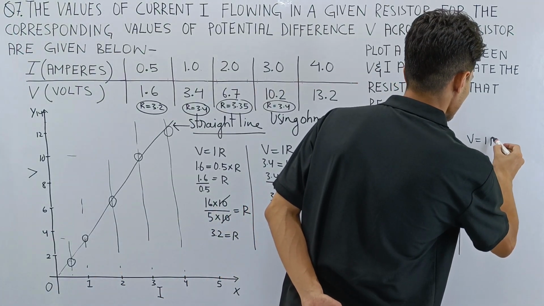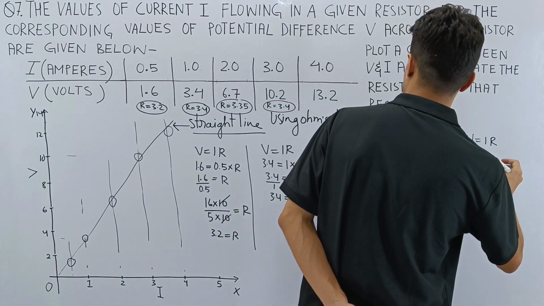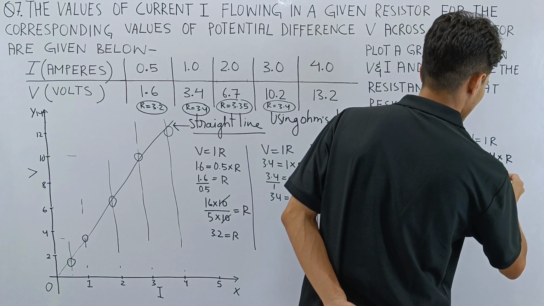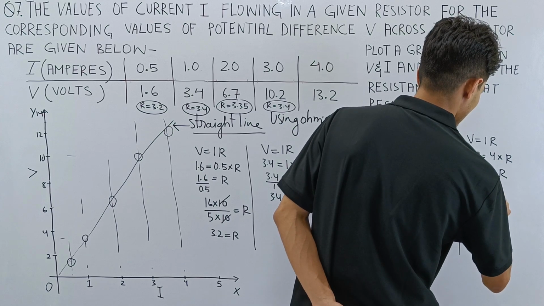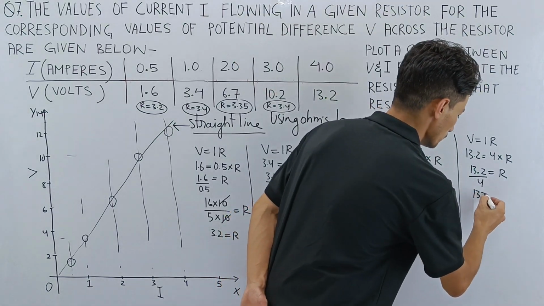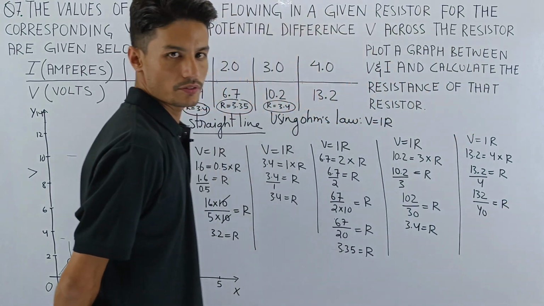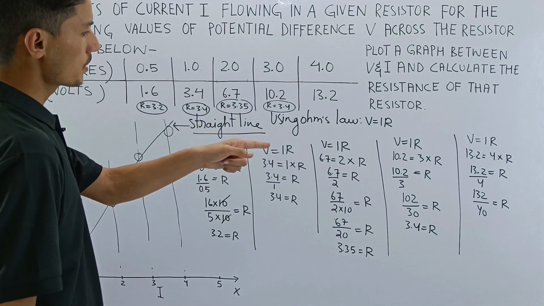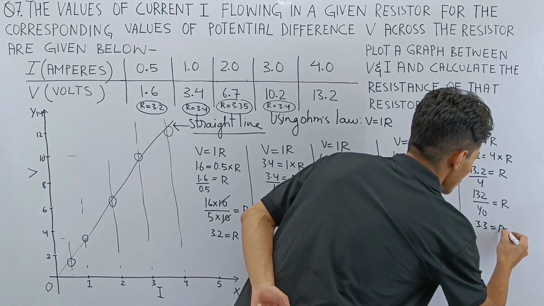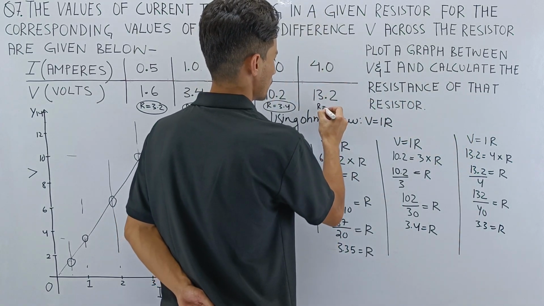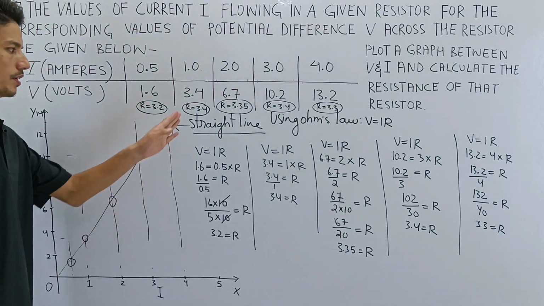Now we have one more to do. V is equal to IR. Then V value is 13.2. Current value is 4. And R is R. Keep R as it is. 13.2 over 4. Remove the decimal from 13.2, write 132, and below you write 40, and you get R. So when 132 gets divided by 40, what do we get? We get 3.3. 3.3 is equal to R. So R value is 3.3. So these are the values of R.